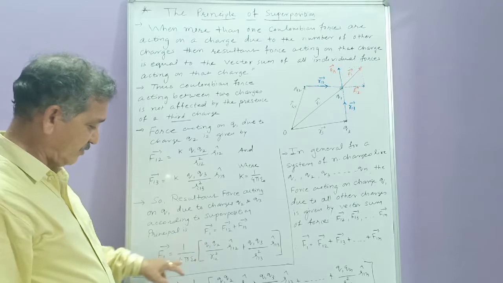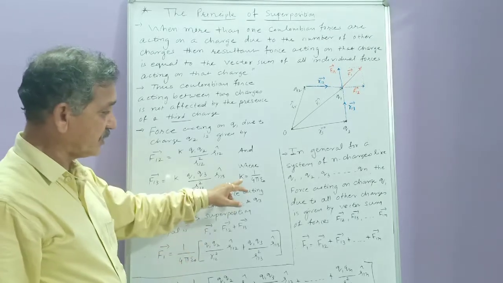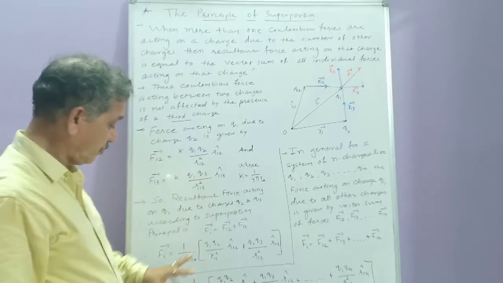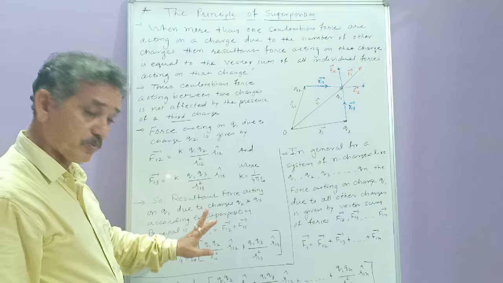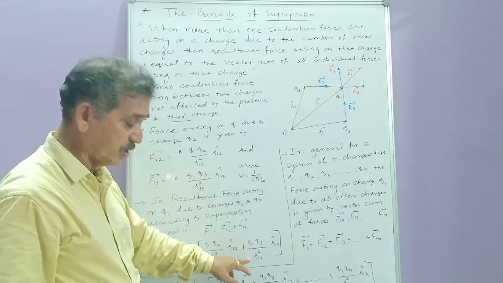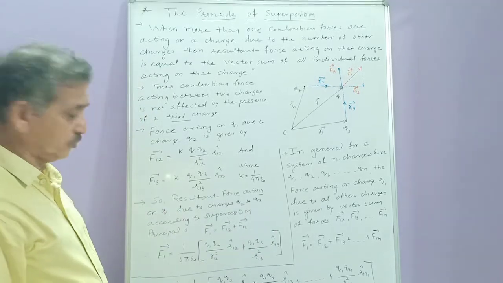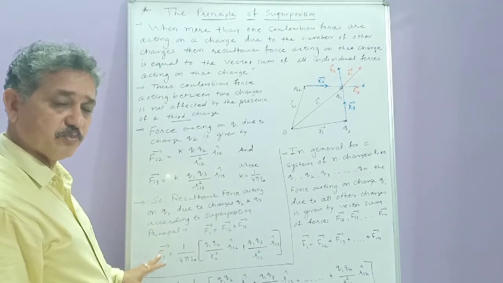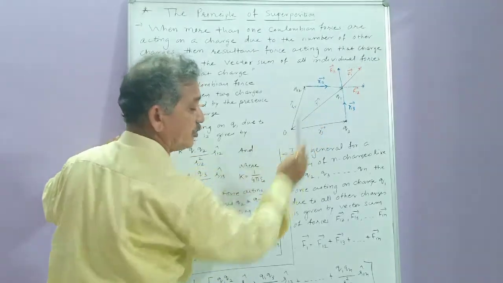And substituting their values, we can write vector F1 equal to K, but instead of K, we can write 1 upon 4 pi epsilon 0. So it is 1 upon 4 pi epsilon 0 times Q1 Q2 upon R12 square into unit vector R12 plus Q1 Q3 upon R13 square into unit vector R13. So this is the equation of resultant force acting on charge Q1 due to presence of Q2 and Q3.